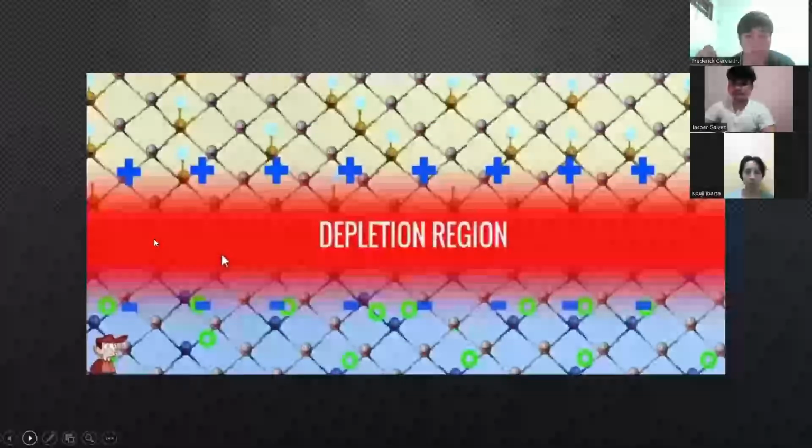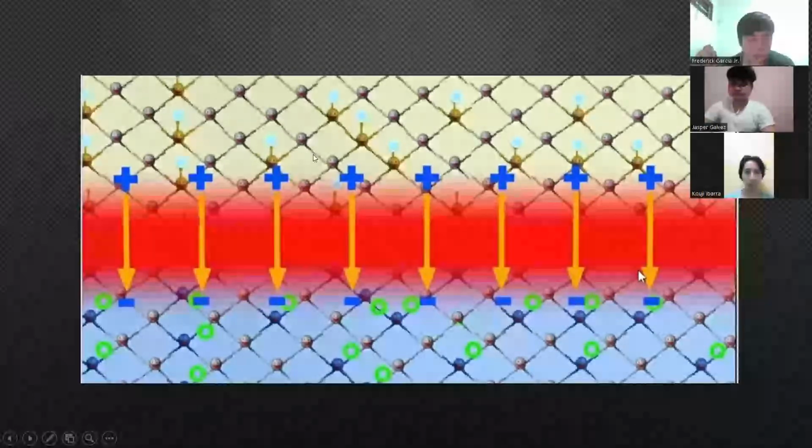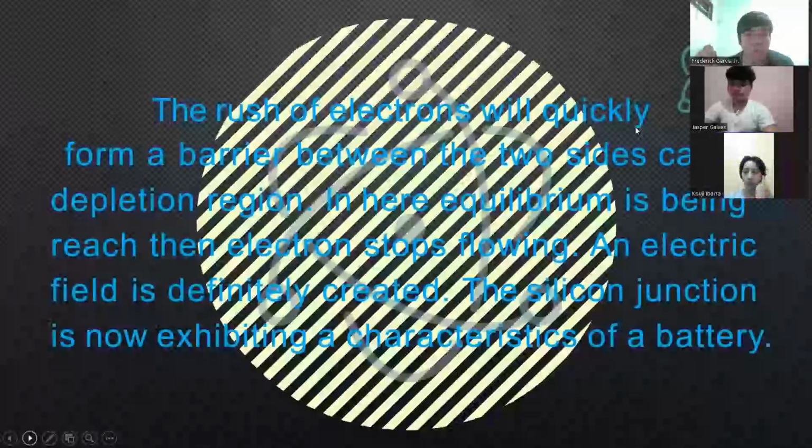Now we have the depletion region, wherein the positively charged holes go into the negative charge. They are attracted to each other but are blocked in the depletion region. The rush of electrons will quickly form a barrier between the two sides called the depletion region. In here, equilibrium is reached when the electrons stop flowing. An electric field is definitely created. The silicon junction is now exhibiting the characteristics of a battery, since there is a positively charged side and a negatively charged side.